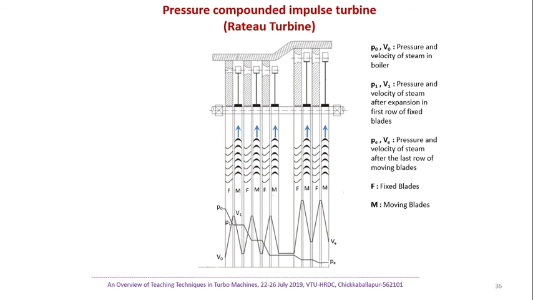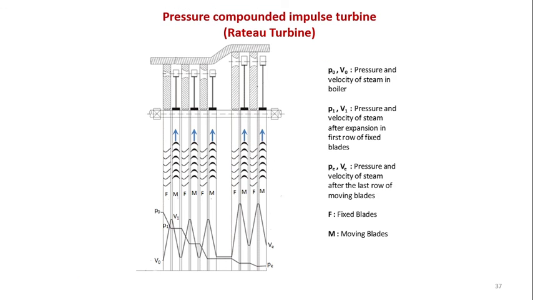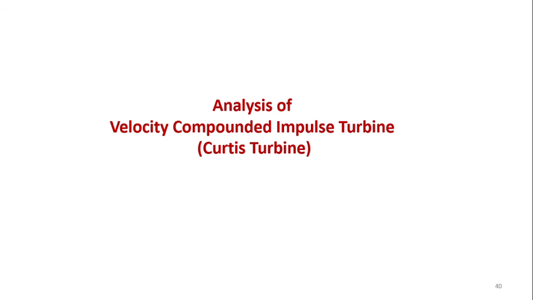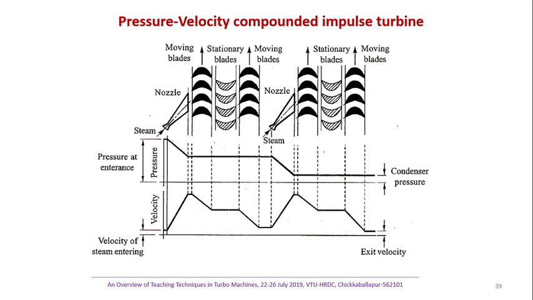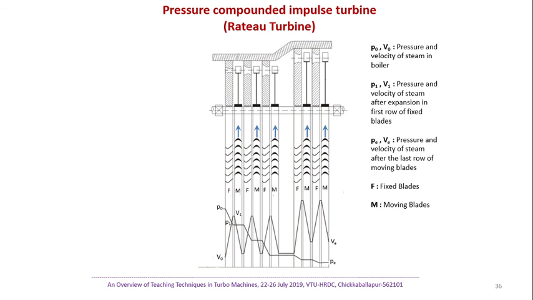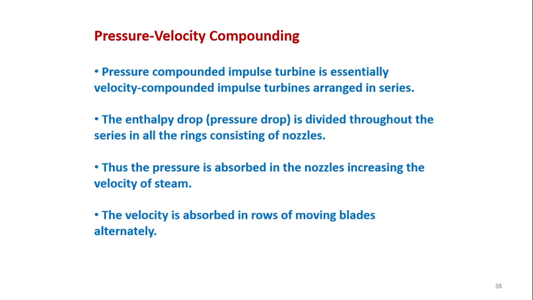So this is the pressure compounding. Okay. You just go through these slides, you will understand this pressure compounding. Pressure velocity, I think they have not done that. This is pressure velocity compounding of a steam turbine. One of the diagrams will be asked for sure, either to draw the pressure compounding or the velocity compounding. Okay.